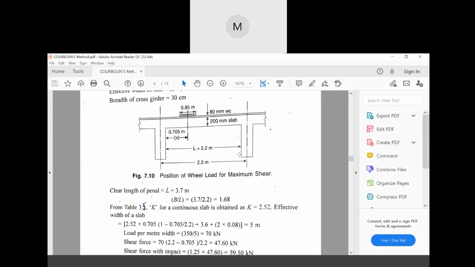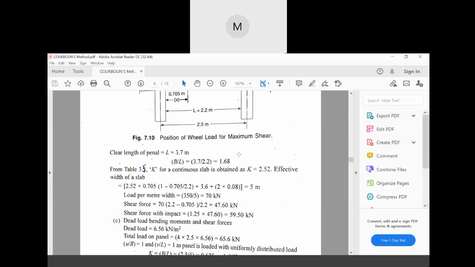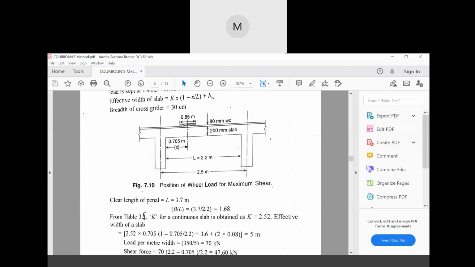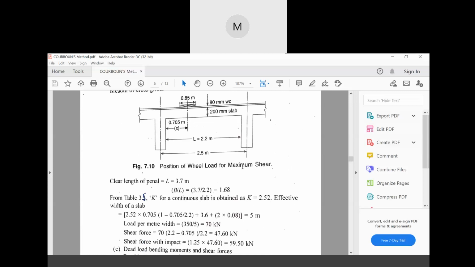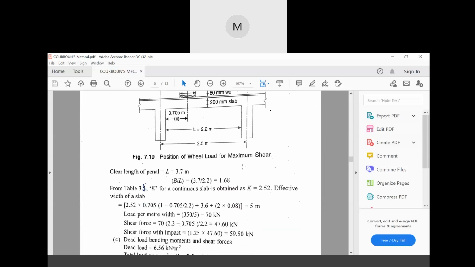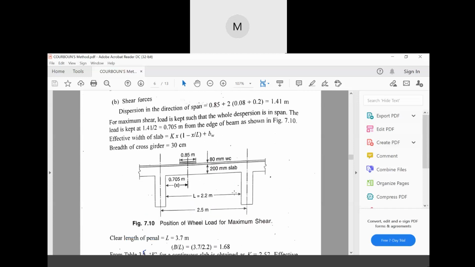Once you find out the value of K, you'll find out the load per meter width and then the shear force, considering the impact factors and all. Now this part, Kx equal to this, is the formula 1 minus x by L plus Bw. These things we actually discussed in the previous classes also. So this is how we will be solving this.